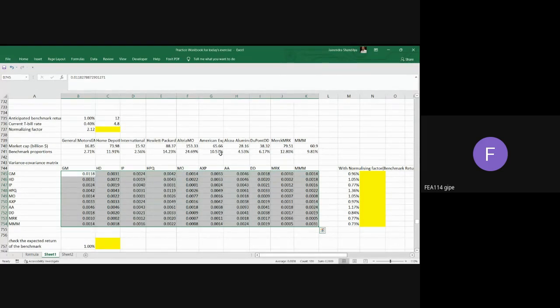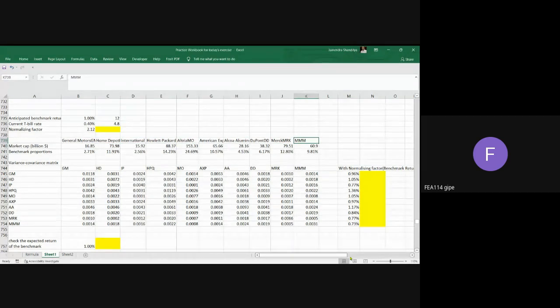Now, we are using this Black Litterman approach in case of a portfolio comprising these 10 stocks. This is a benchmark created by someone, maybe Morgan Stanley or S&P. So these are the 10 stocks, which are General Motors, Home Depot, International Paper, Hewlett Packard, Altria, American Express, Alcoa, DuPont, Merck, and 3M.